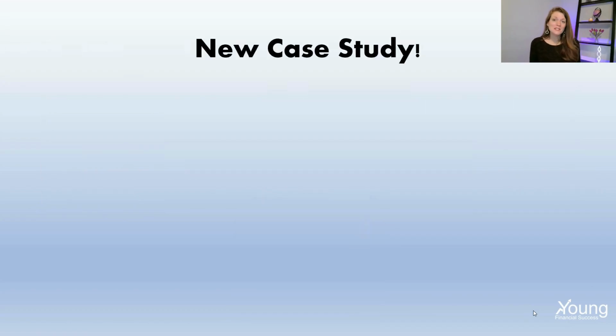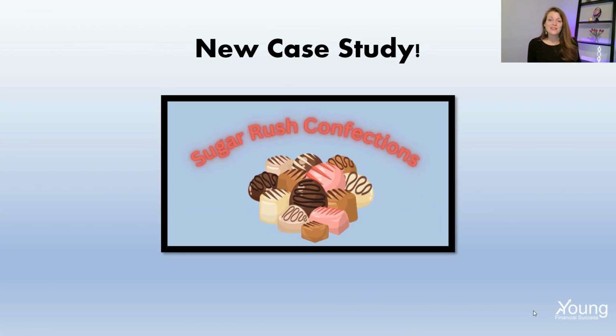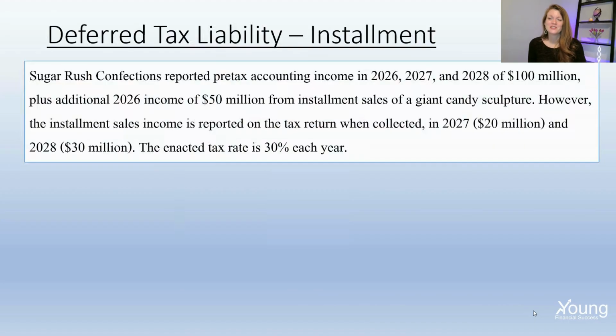So let's jump into our examples, and we are going to start out with a new case study for chapter 16. And this is one of my favorite things. It's all about sugar. It's Sugar Rush Confections. So all of our examples are going to have to do with sugar, some kind of dessert. So let's go ahead and start talking about a tax liability, and this is going to be with an installment loan.